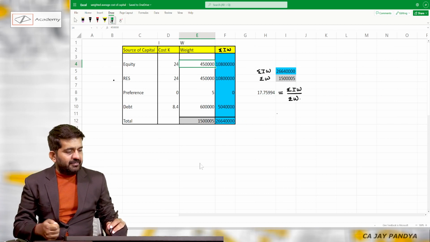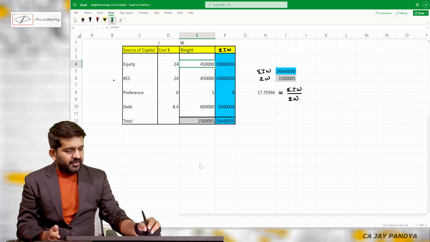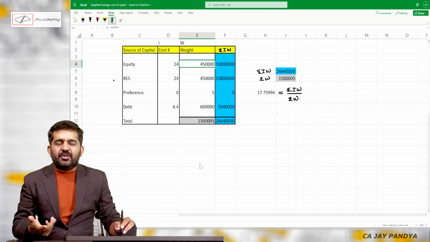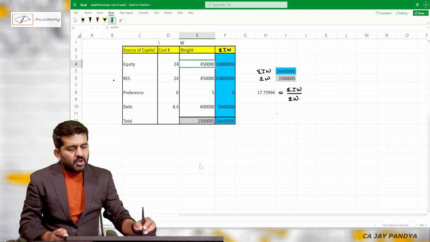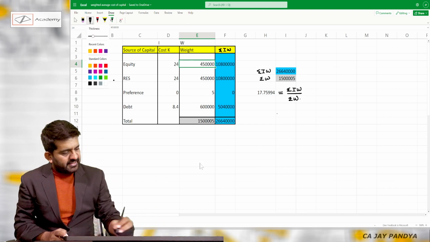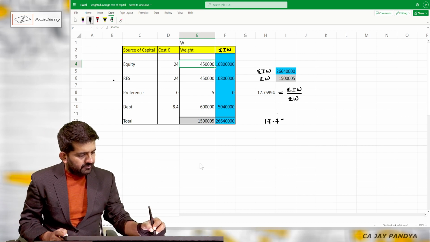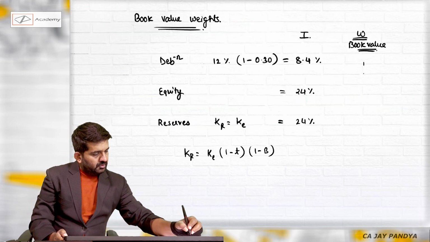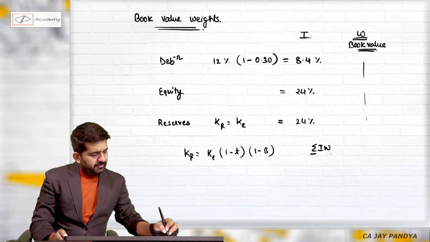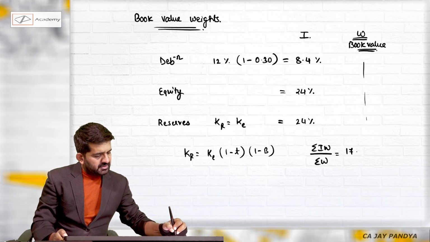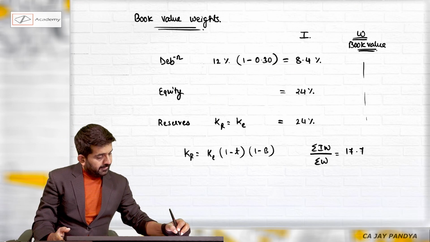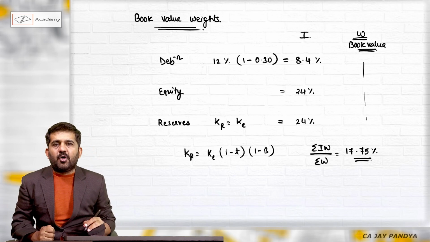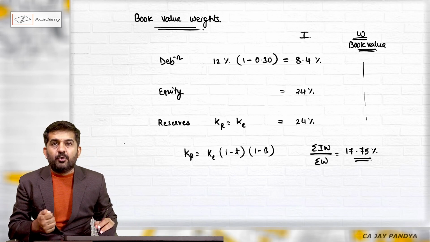Sigma IW divided by sigma W. Automatically I'll be getting it. You'll have to find it out on your own. But this cost is I, weight is W. You just need to calculate in your calculator sigma IW divided by sigma W, which is nothing but 17.75 percent. Book value, I am getting sigma IW divided by sigma W, which is 17.75. Please understand this we should follow if we are following book value method.